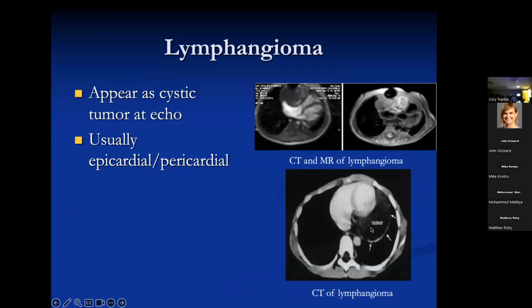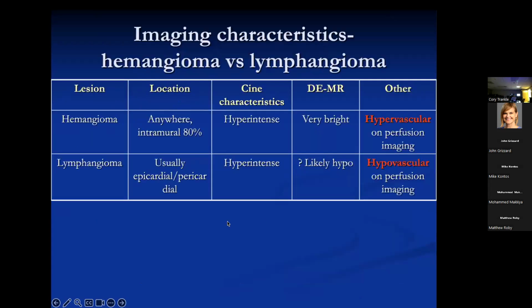Lymphangiomas, I had to get this case from the literature. It just looks like a big low attenuation cystic lesion on the outside of the heart. They're pretty rare. Okay, so these are endothelial tumors, if you will.